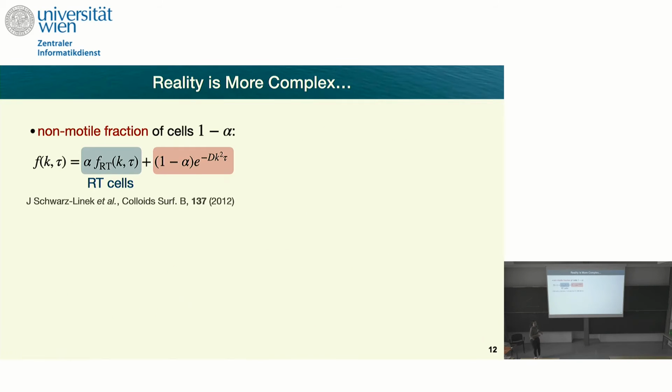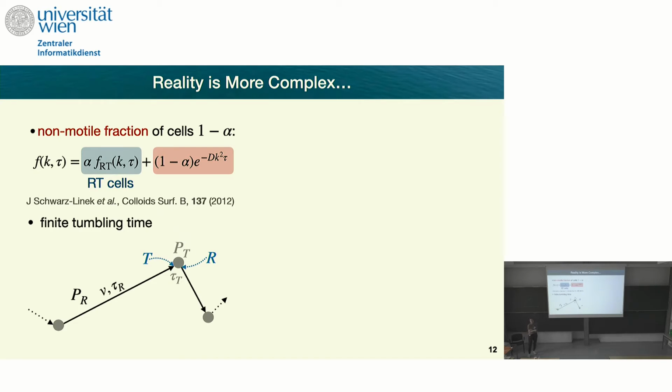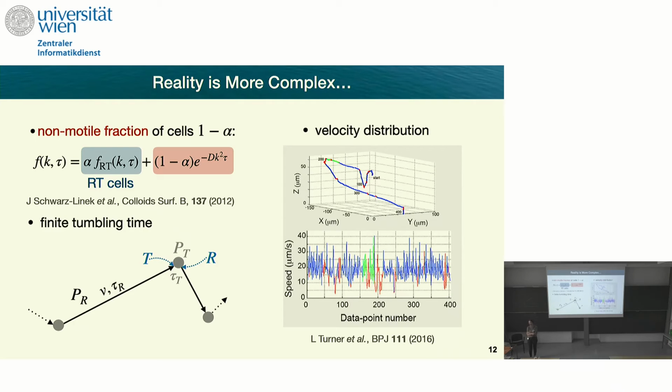So now reality is a bit more complex in the biological world. So we always have, when we look at these samples, fractions of non-motile cells, so those that are essentially dead. So we have to account for these too, and we assume that the non-motile cells are just diffusive. What's also important is that E. coli need a certain amount of time to tumble, and that has to be accounted for in the theory as well. And then finally, cells display a non-negligible velocity distribution, and so we have to also include that in our model.